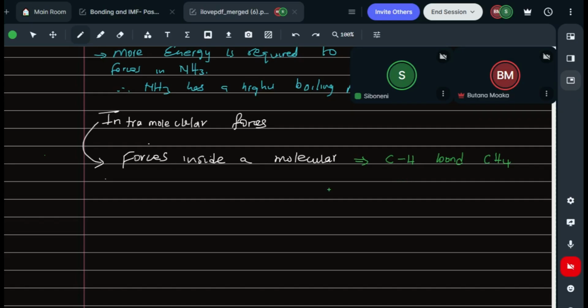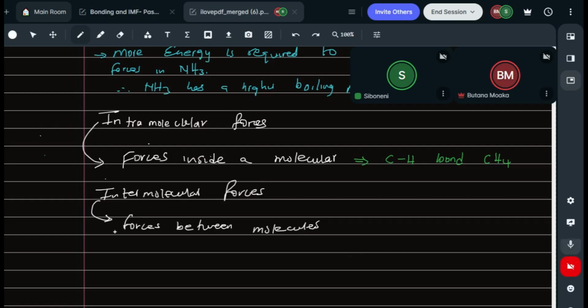Right. And now that you understand the intra, let's talk about the intermolecular forces this time. So the intermolecular forces, these are the forces between molecules. And since there are forces between the molecules, maybe I can give you an example. When we say between molecules, this is the attraction.